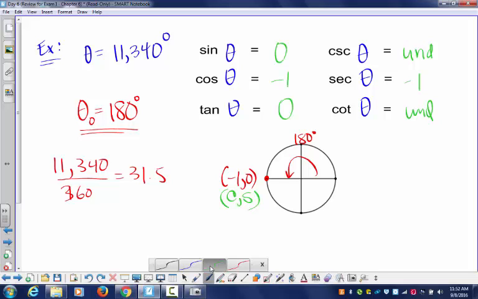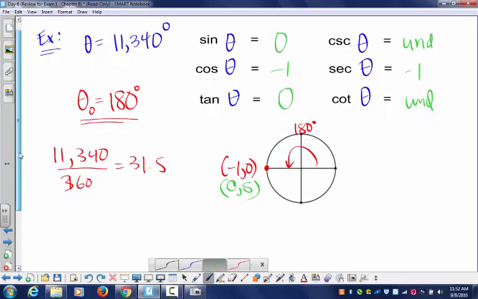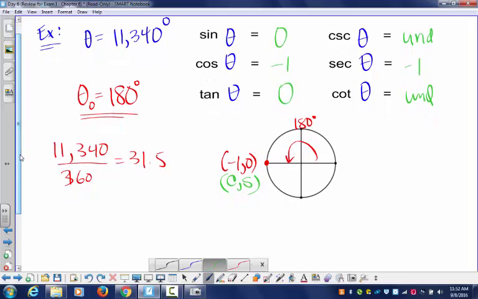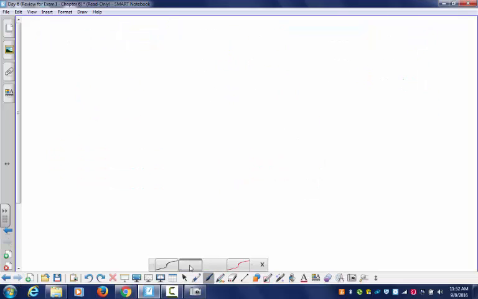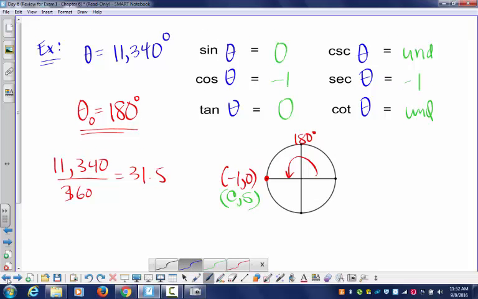All right, let's do one where we have some crazy multiples of pi. Let's make sure we can subtract off 2 pi's properly. All right, so let me do a 2 pi one. Let's see.